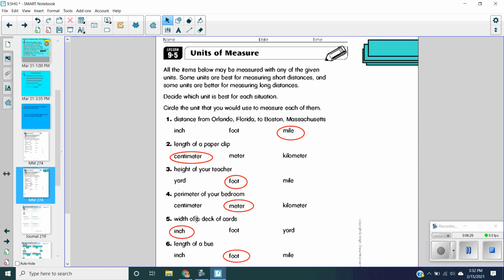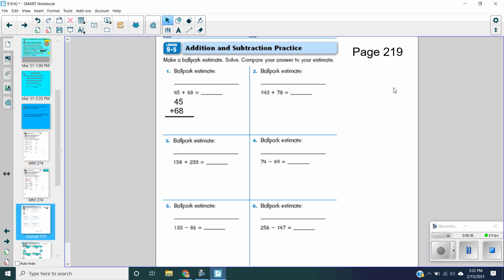So double check to make sure you had your page correct before moving on to the next part of the lesson. The next part of the lesson, we're going to take a look at page 219, where we're making ballpark estimates and solving for both addition and subtraction. So when we get a problem like 45 plus 68, I want you to first round to the nearest 10, and then if you can solve for the actual answer.